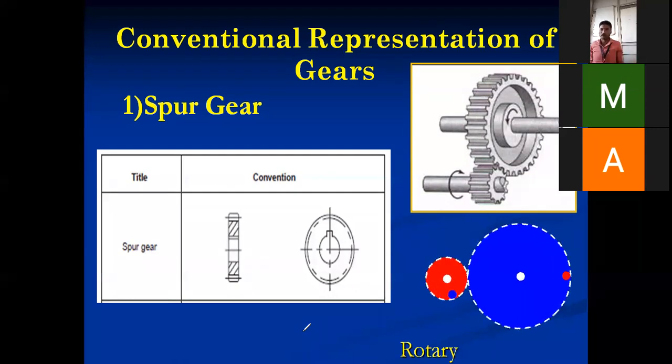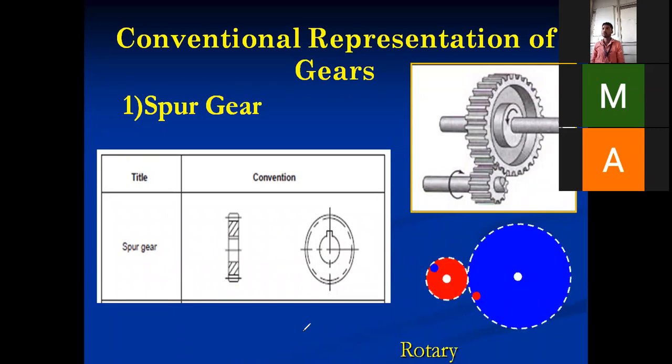This definition will come again and again in your third year, final year, once you start your career. Whenever you come across gear, pitch circle will come. What is pitch circle? It is an imaginary circle along which gear rotates. Finish.